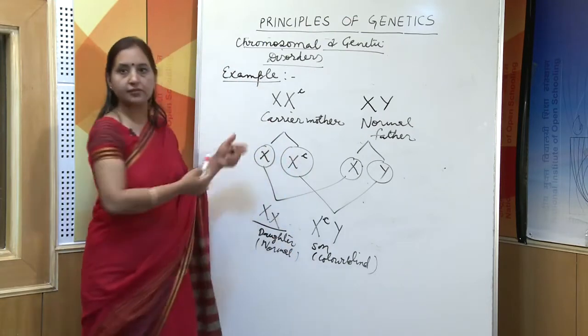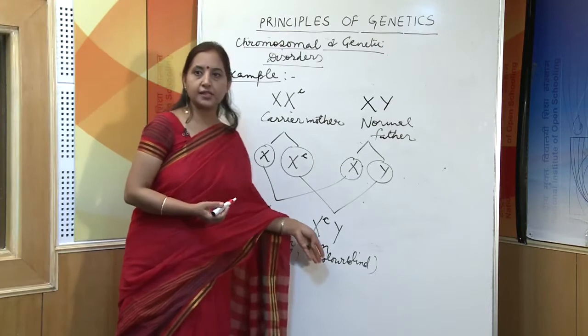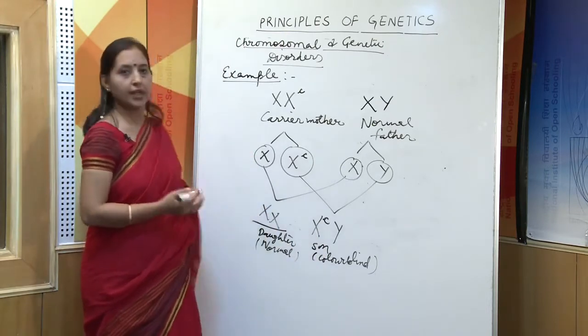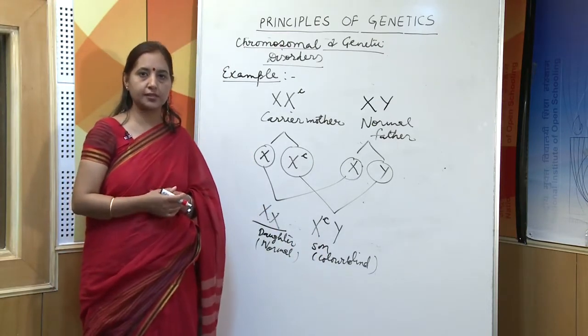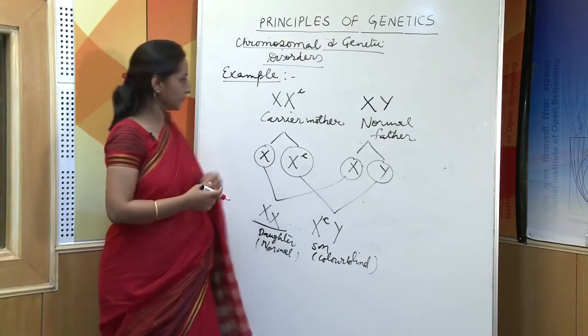Therefore, the mother is transferring the gene to the son instead of the daughter, and this kind of inheritance is called crisscross inheritance, which we have read earlier.